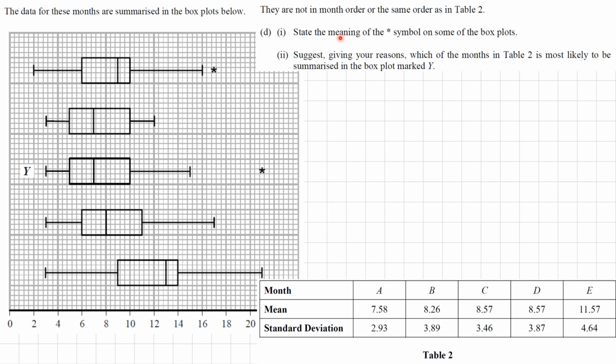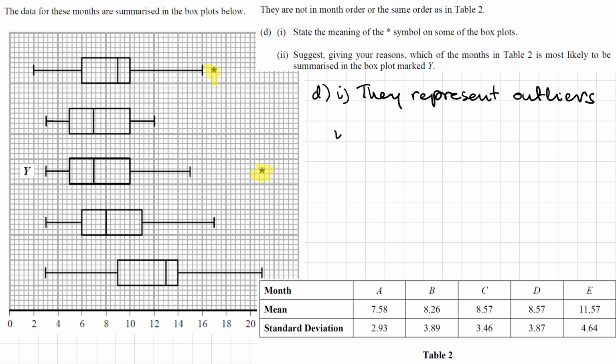So we can't assume that this one is A represents month A, month B, month C, and so on. They're all mixed up. What we need to do in the first part of part D is state the meaning of the asterisk symbol on some of the box plots. So I see some asterisk symbols here, and if you see an asterisk symbol, it just represents an outlier. Okay, so we can write that down. They represent outliers.